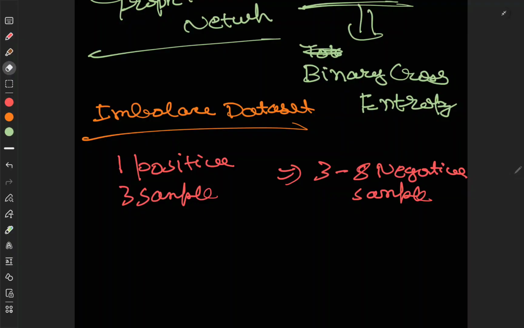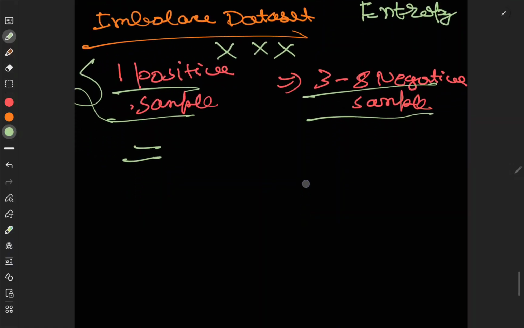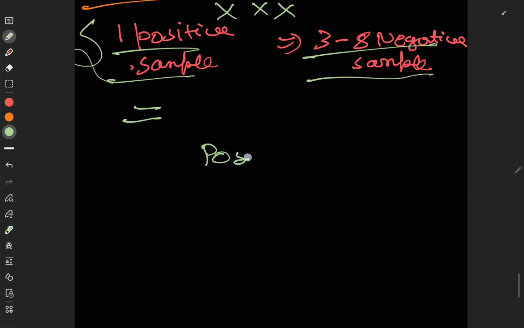Otherwise, if I just take negative samples only, that these users are never going to connect to each other at time t plus 1, then eventually my model will just say that no one is even going to connect with each other. We don't want that, right? So for every one positive sample, we are going to take 3 to 8 negative samples to keep the data balanced.